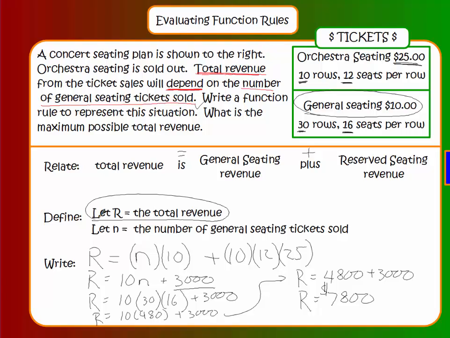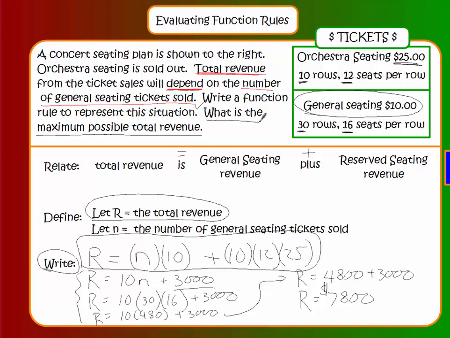Okay, so up until this point where we created our function rule, that was just like what we did on the previous slide. And then from here down, this was us evaluating our function rule given some sort of stipulation. So write a function rule to represent the situation, then what is the maximum possible total revenue? So that last part was that. What is the maximum possible total revenue? We had to plug in something for our independent variable, which was the number of general seating tickets sold, N, and that gave us what R was in that given situation.